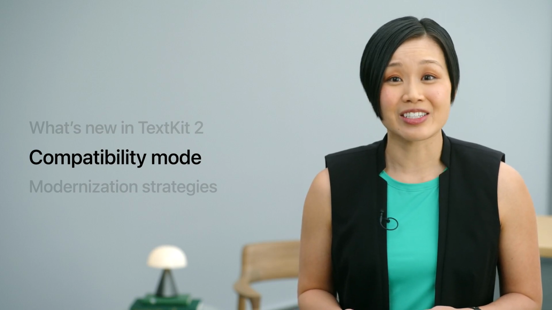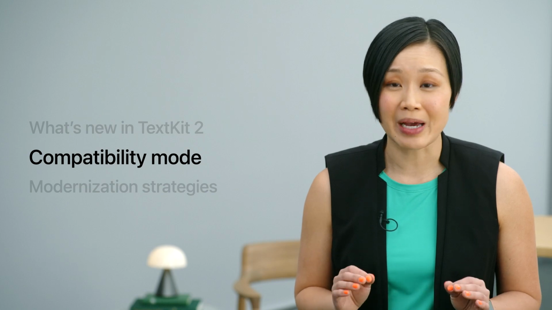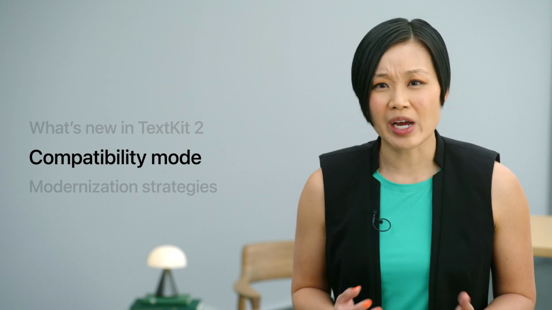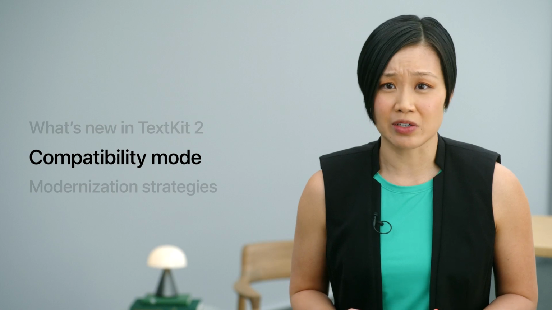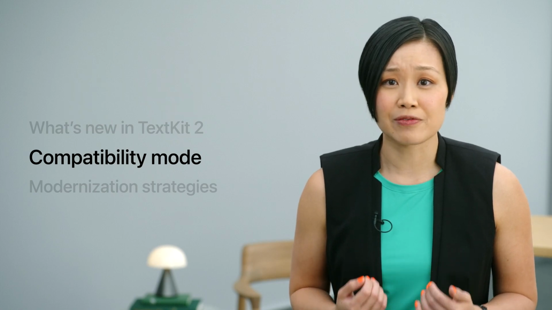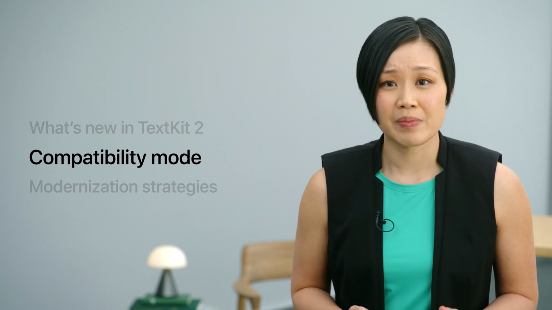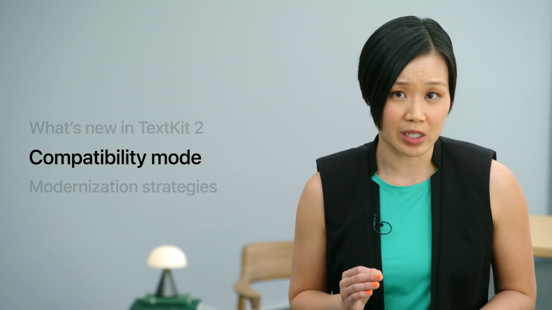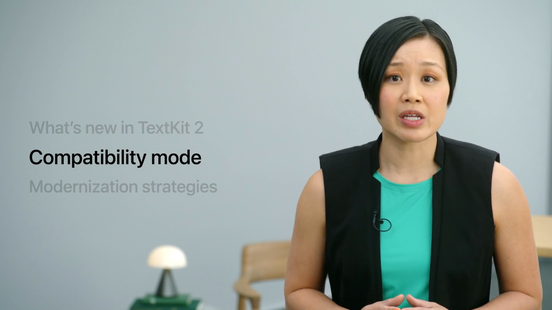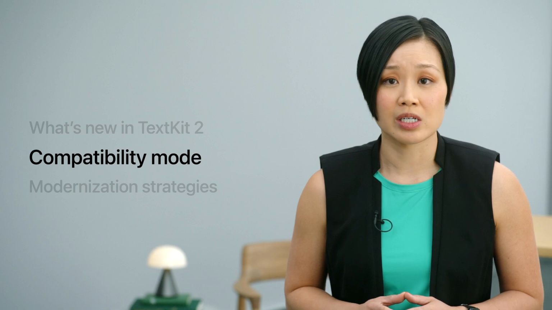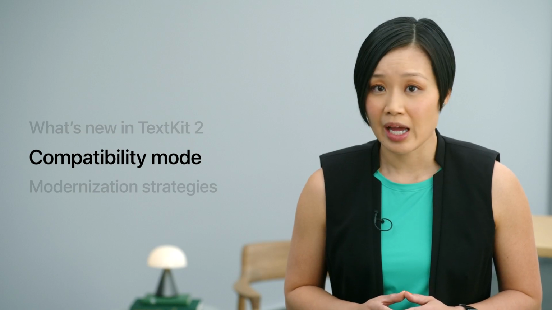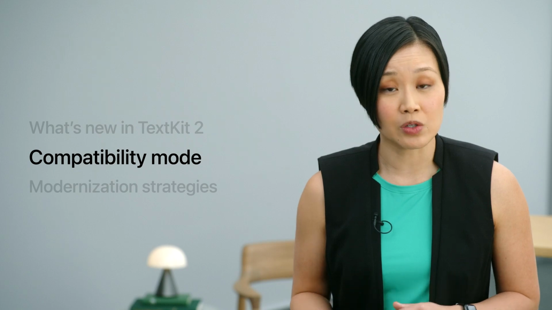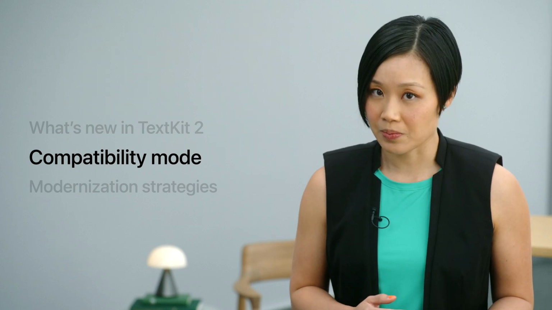Next, I'll get into the details of the TextKit 1 compatibility mode. Since TextKit 2 is such a radical departure from the design of TextKit 1, we understand that full adoption of TextKit 2 may take some time for apps that are heavily invested in the TextKit 1 architecture. We want these apps to continue to work well until the transition can be made, and that's why we've added a special TextKit 1 compatibility mode for UITextView and NSTextView.